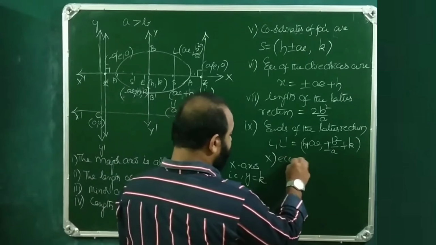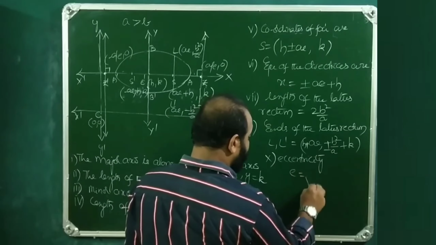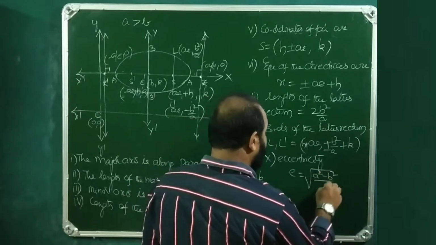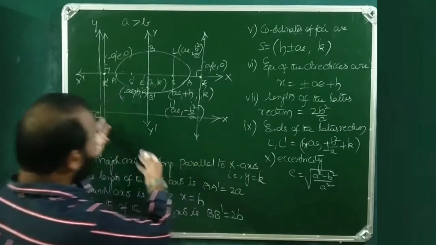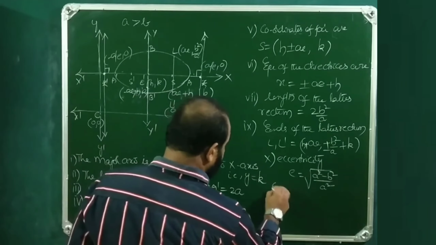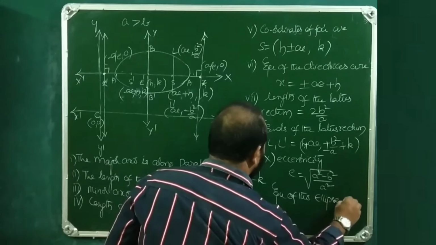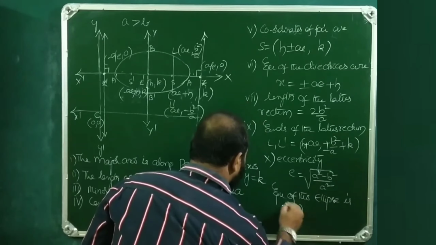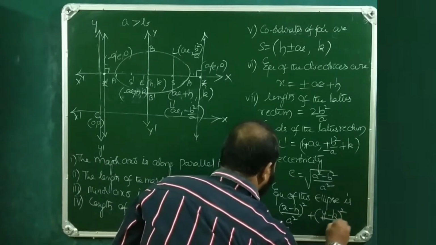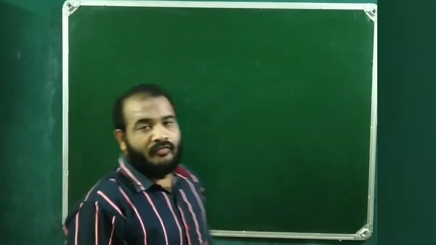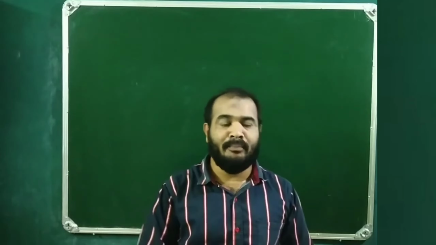And the eccentricity e is equal to square root of a square minus b square by a square, because a is greater than b in this case. Now, what is the equation of this ellipse? The equation of this ellipse is (x minus h) whole square by a square plus (y minus k) whole square by b square equals 1. For the ellipse whose center is not at the origin and a is less than b.